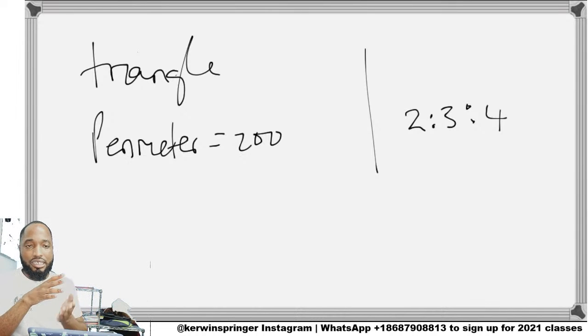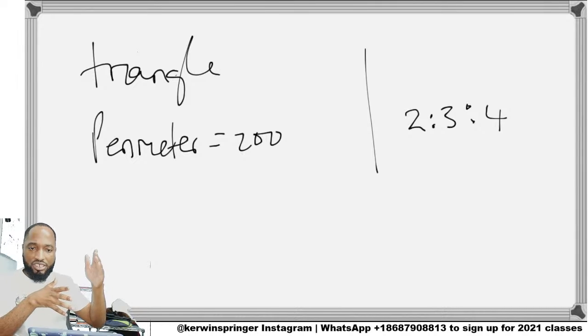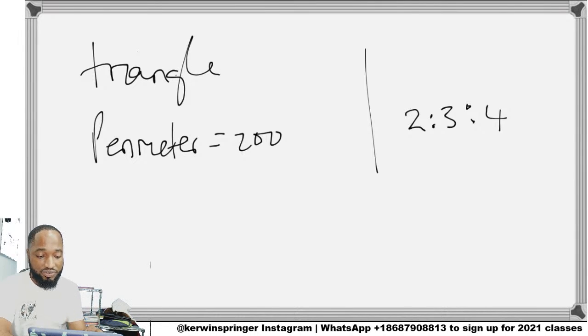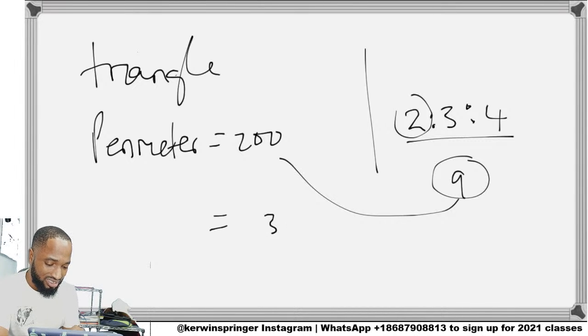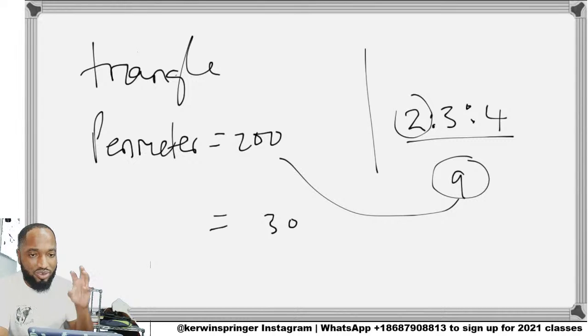They may not ask you the exact answer. They might ask you whether it's higher than this number or lower than that number. But the way to figure it out: add up all of this, get 9, divide this by 9. And the shortest side is 2 times 9. So 9 into that, 30 something. You'll get the gist of it. So once you divide this by 9, you get the idea.